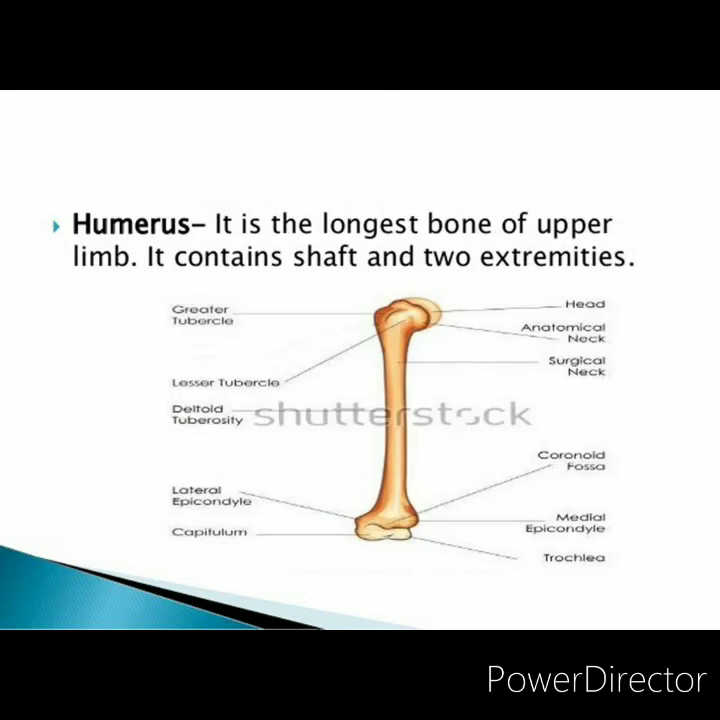So next is the humerus. It is the longest bone of the upper limb. It contains a shaft and two extremities. You can see in the pictures in detail below.